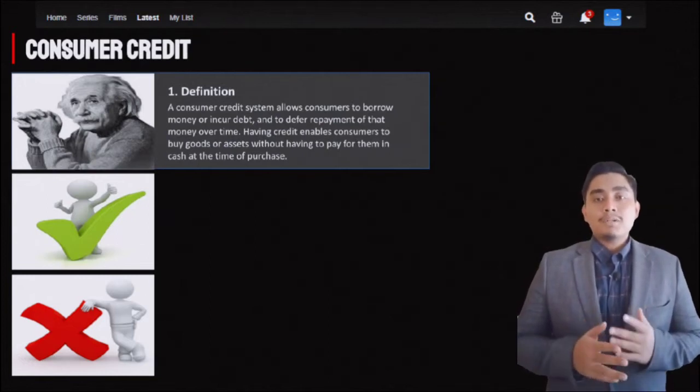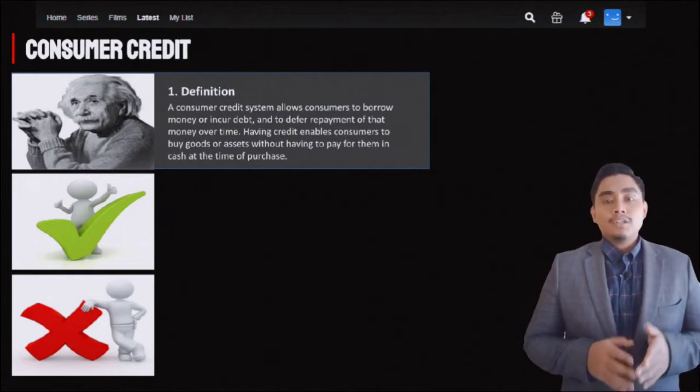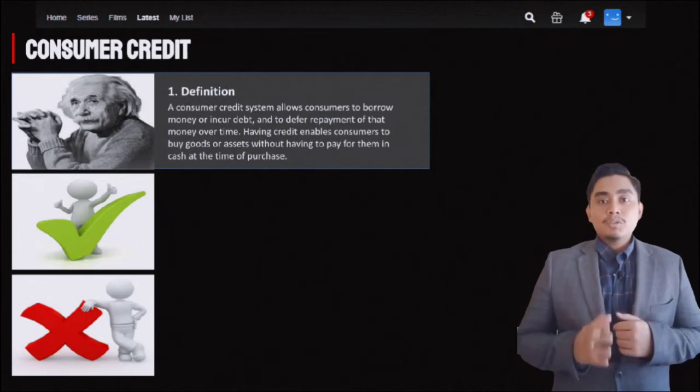Today I will present about consumer credit. So first of all, I will explain the definition of consumer credit. A consumer credit is the system that allows consumers to borrow money or incur debt and defer repayment of the money in the future.